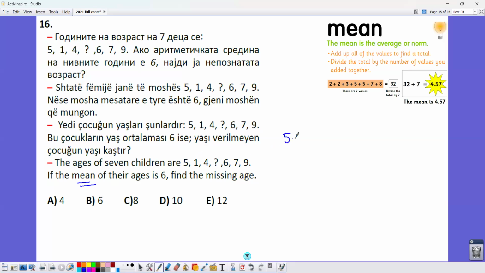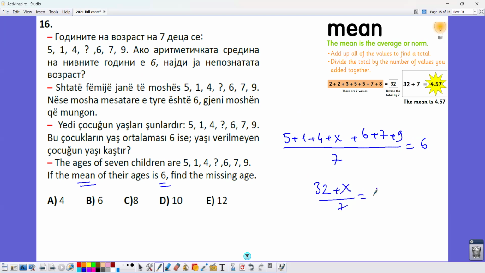What I have is 5 plus 1 plus 4, one of them I don't know, x, plus 6 plus 7 plus 9. When I divide this by 7, because I have 7 values, the result is the mean. The mean is given as 6, so this is equal to 6. Then let's see: 5 plus 1 is 6, plus 4 is 10, plus 6 is 16, plus 7 is 23, plus 9 is 32. So I have 32 plus x over 7 is equal to 6.